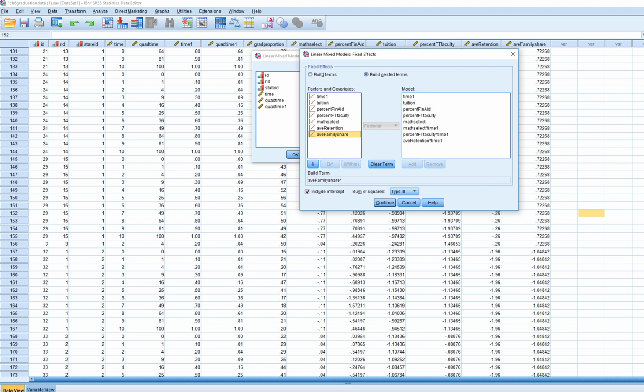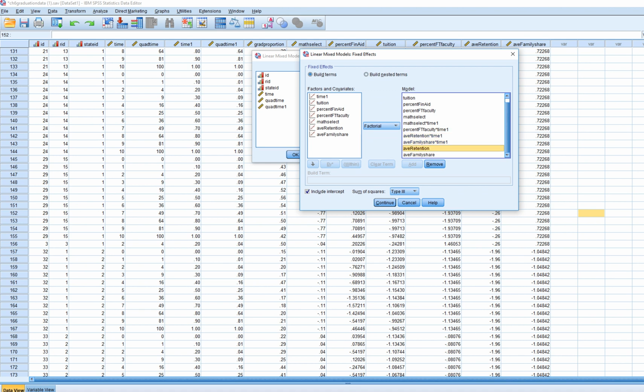Oops, there we go. And I completely forgot that I had not actually added in these variables by themselves. So we also need to add those in as main effects, if you will. So I'm going to move average retention over and average family share over, so that we get those components as well. All right, we'll just stick with what we have.